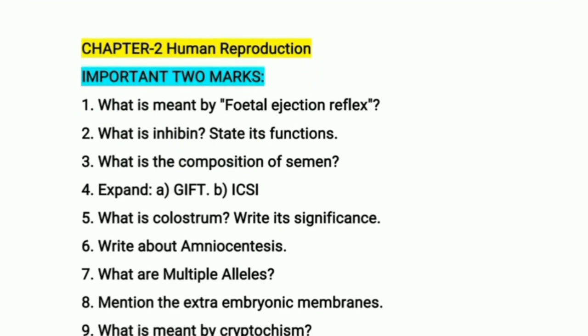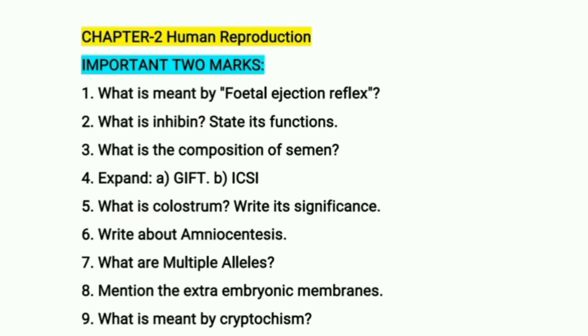Chapter 2, Human Reproduction. Important 2 marks. What is meant by fetal ejection reflex? What is inhibin? State its functions. What is the composition of semen?